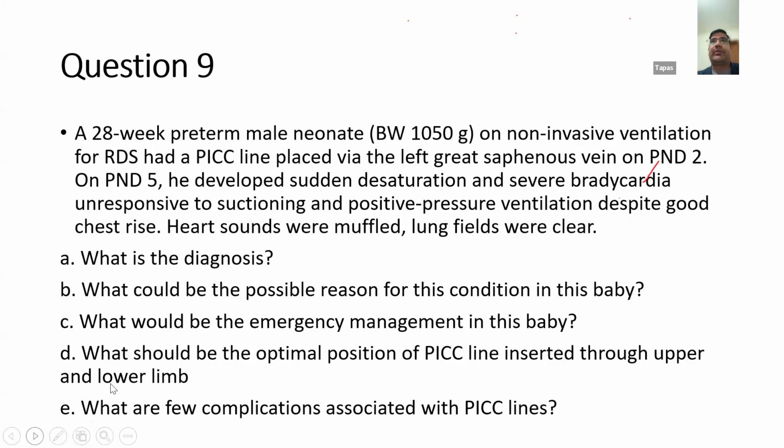So this is a 28-week preterm neonate on non-invasive ventilation for RDS. He has a PICC line placed over the left great saphenous vein on postnatal day 2. On postnatal day 5, he developed sudden desaturation and severe bradycardia that is unresponsive to suctioning and positive pressure ventilation despite good chest rise. The heart sounds were muffled, lung fields were clear. What is the diagnosis?